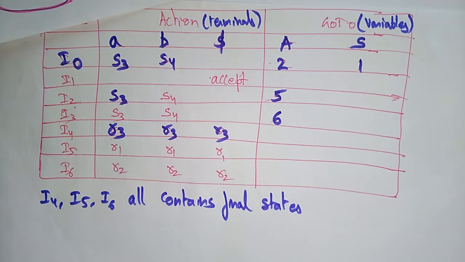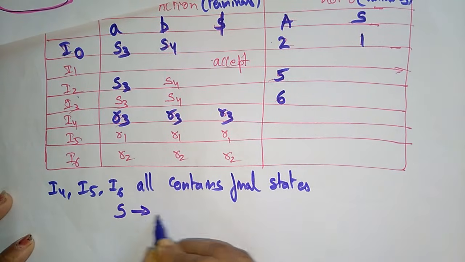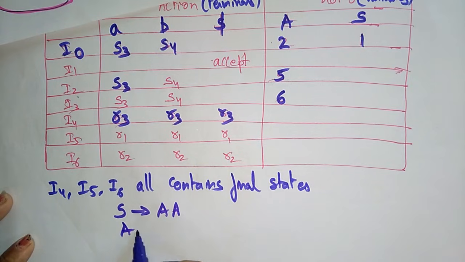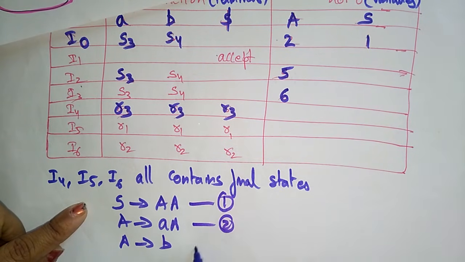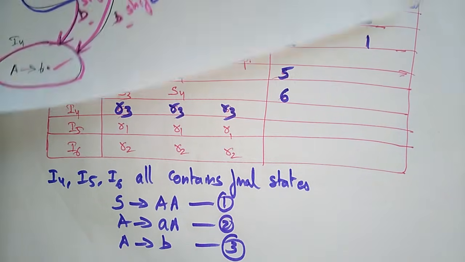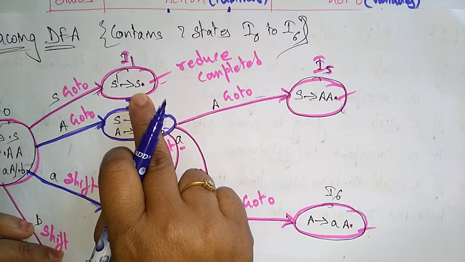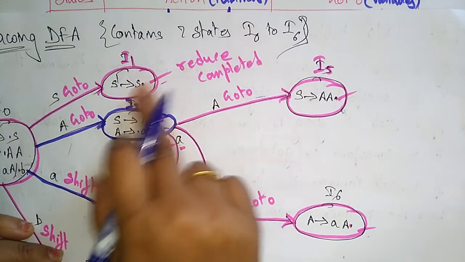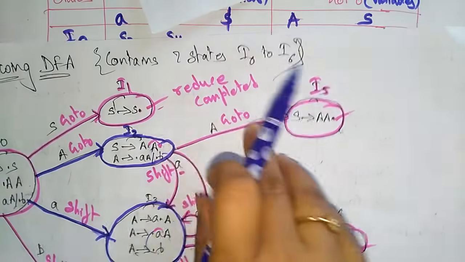So write the production numbers. What are the productions we are having? S determines AA, A determines AA, and A determines B. This is the grammar productions we are given. So just number those productions. Now let's see. I1 contains the final state which derives S determines S dot, which means there is no action here. So it is accepted. I1 is accepted.